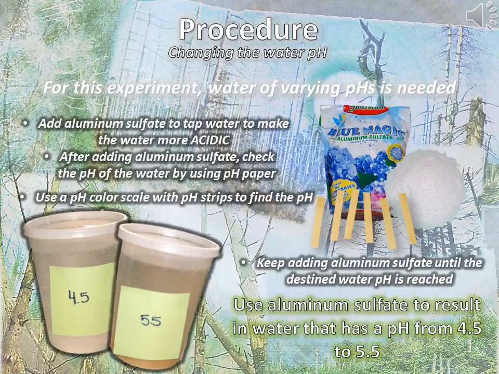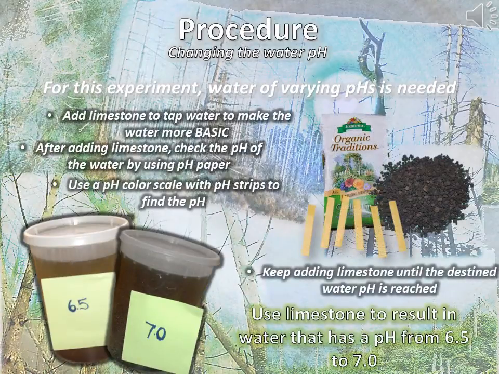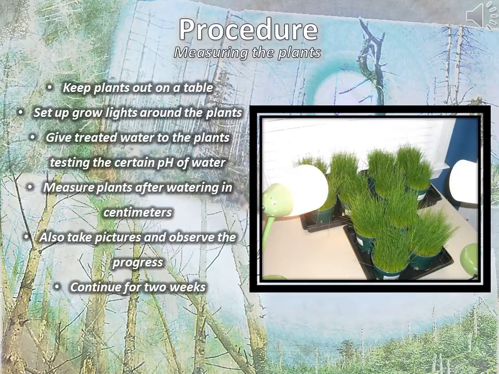For this experiment, water of varying pHs is needed. To make the water pH more acidic, aluminum sulfate would be added to the tap water. To make the water more basic, limestone would be added to the tap water. The grass will be kept on a table under grow lights for 2 weeks. The treated water will be given to the grass daily. Observations will also be taken daily.